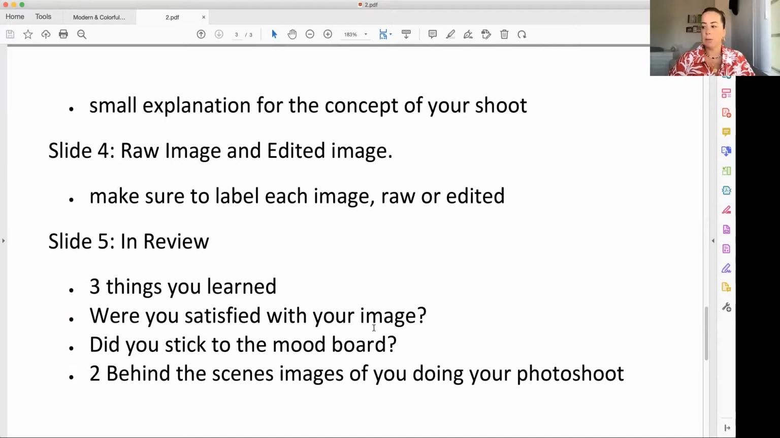Were you satisfied with your image? Did you like your final image? This is totally up to you. Some of you guys are going to love your image. Some of you guys are going to say, you know what? I wish I would have chosen a different time of day. The shadows were really harsh.